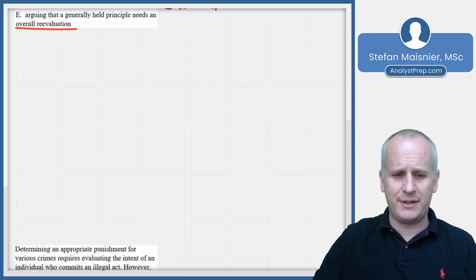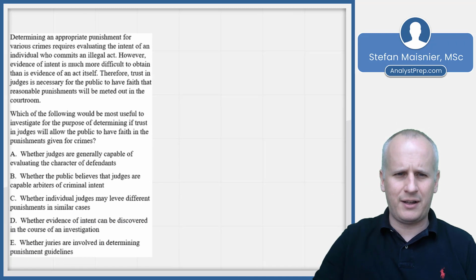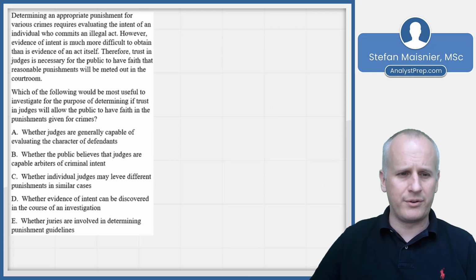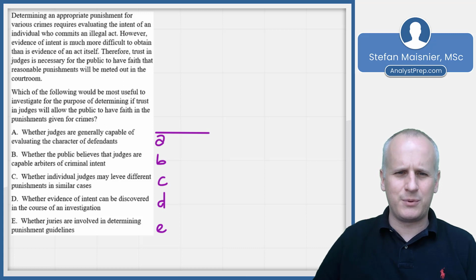So then we'll scroll on down and take a look at one more example of our other type of evaluate task, which is asking to evaluate whether the conclusion seems viable. So we'll set up our scratch work again, A, B, C, D, E, put a little line over top. We're being asked which of the following would be most useful to investigate for the purpose of determining if trust in judges will allow the public to have faith in the punishments given for crimes. Okay, so we'll just say useful as the task.